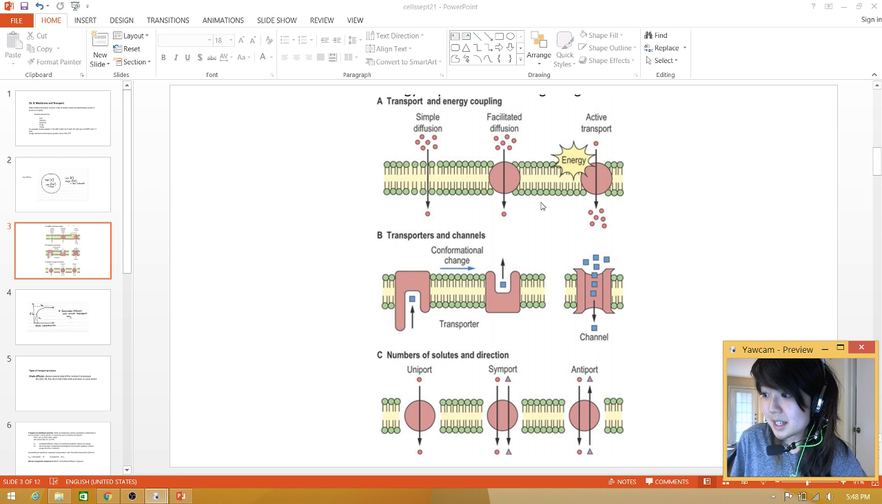Facilitated diffusion is just like simple diffusion, except it involves a membrane protein to transport the substrate from high to low concentration. For example, glucose and amino acids. These are not ions, however they are charged, meaning they will require a membrane protein to transfer them into the cell. And lastly, we have active transport. Active transport is the uphill movement of substrates from low concentration to high concentration, and this process does require energy, mostly in the form of ATP.